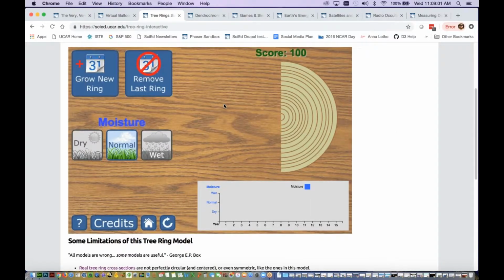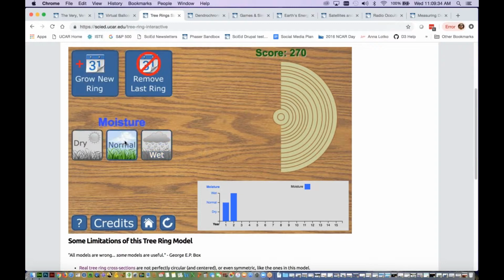So this one, you basically are given half of a tree cookie and you're trying to match it by simulating the conditions of the years of its growth. If I grow a new ring with normal conditions, that seems to match, so I'm on track. If I grow a second ring under normal conditions, I don't know if you can see it well at the scale of your monitor, but it's a little bit off. So let me remove that one and see if maybe it was wet conditions that year. I try that, that seems to work out.